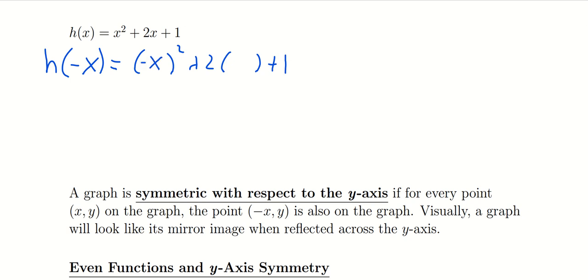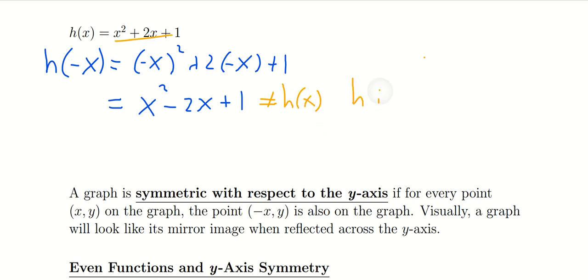So everywhere we see an x, we're going to put negative x. And then we immediately want to simplify that. This should become x squared minus 2x plus 1. We do a quick check. This is not the same as h of x. We did not recover the original starting function. So that tells us that h is not even.